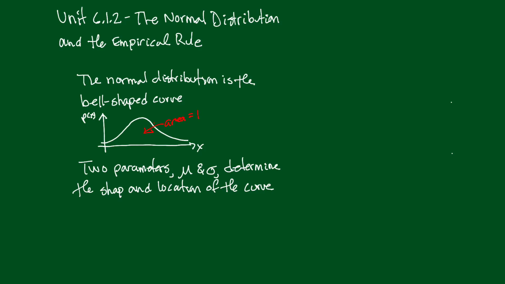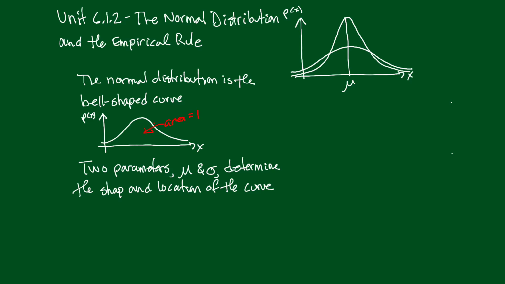Now, there are two parameters that determine the shape and the location of the curve, mu and sigma. I'll draw two pictures. So first, we could have a curve that maybe is kind of flat like this. All right, now I'm going to draw this line here. That's going to be p of x, and this is going to be x. This would be mu. So these curves are symmetric around the mean, mirror images of each other. Now I'm going to draw another curve. Starts a little lower, comes up higher, and I kind of missed it, but it looks like this.